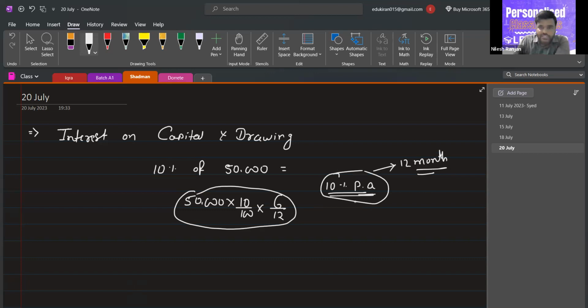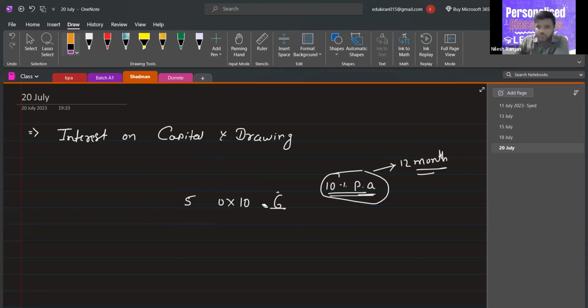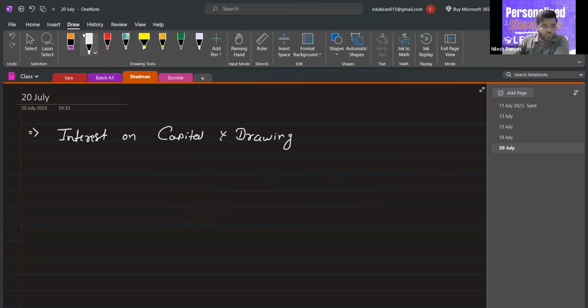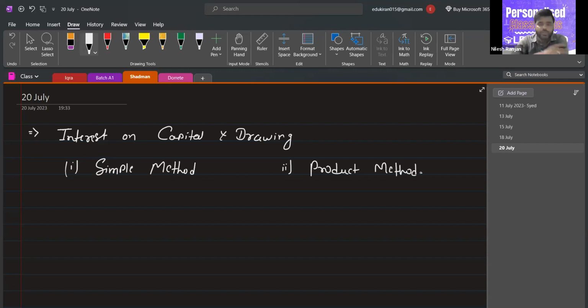Okay. So this is how we generally calculate interest. Now, for calculation of interest, we follow two methods. We use two methods. The first one is simple method, and the second one is product method. Okay. So what is simple method?